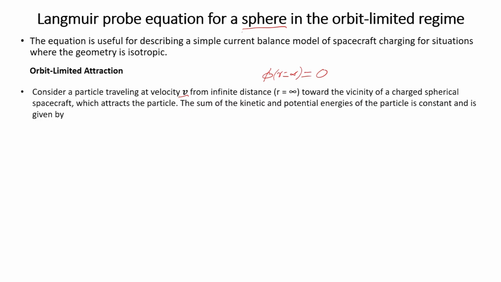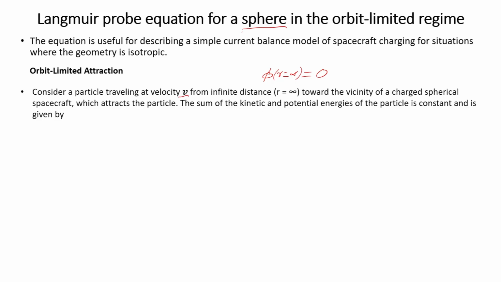It is moving towards the vicinity of a charged spherical spacecraft, which attracts the particle. For example, as we have already shown, if it is negatively charged, then it will attract a positive ion. So assume a positive ion is moving from infinity. At infinity its potential energy, that is the force of attraction or the energy, is 0 there.